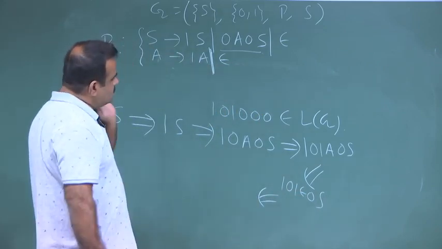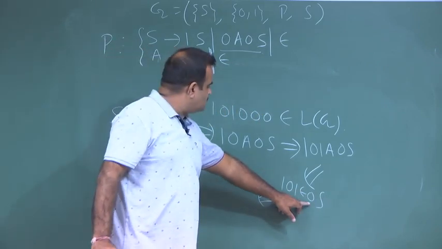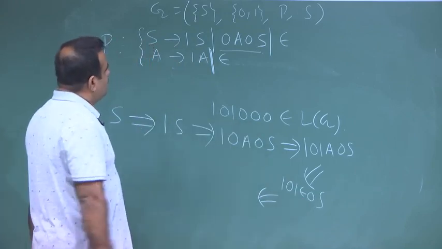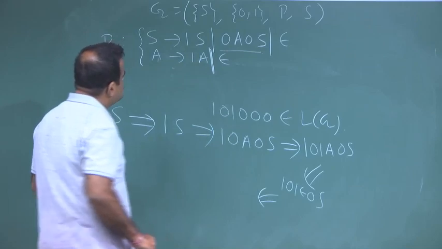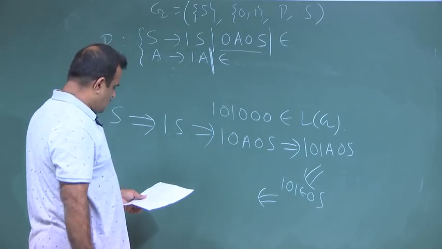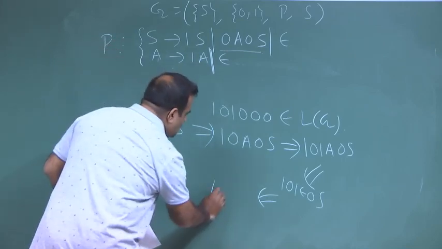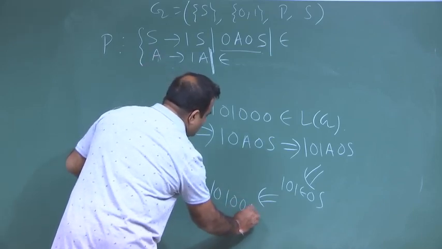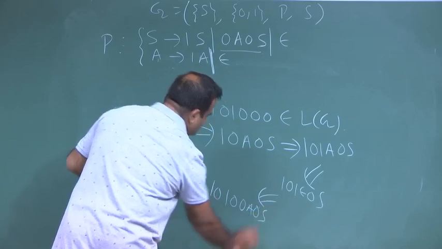Now, how many zeros do we have after 1? We have 1 0, so we still need 2 more zeros. So, we will take help of this rule again: 1 0 1 0 0 A 0 S.